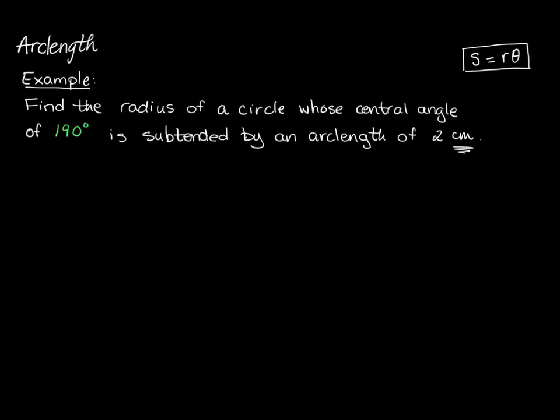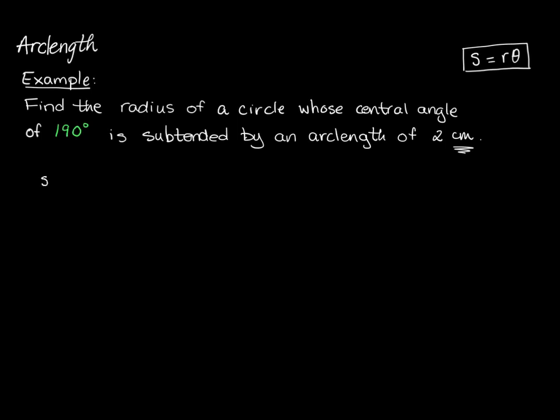Okay, I've changed this problem a little bit too. This time let's find the radius of a circle whose central angle of 190 degrees is subtended by an arc length of 2 centimeters. So the distance we're going to walk around the circle is the same, but it's a different angle size, and so we're going to end up with a circle with a different radius. Not only is the angle size different, it's in degrees.